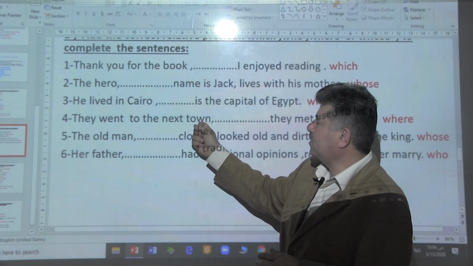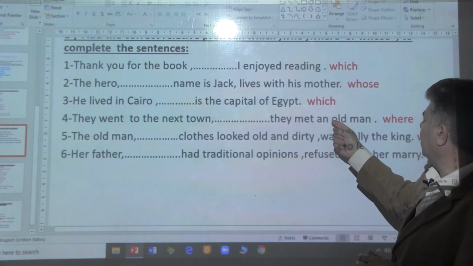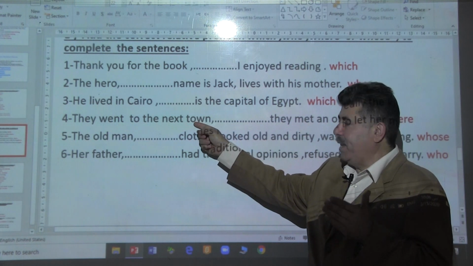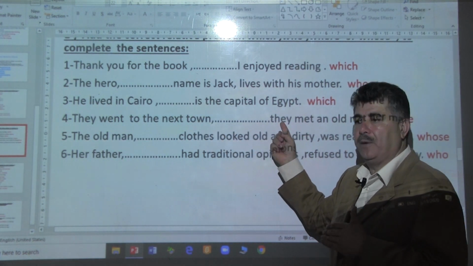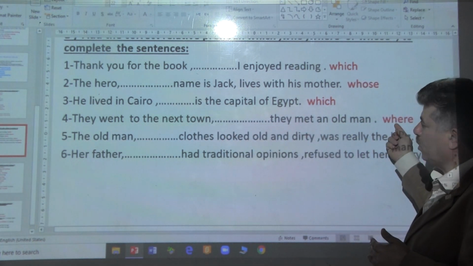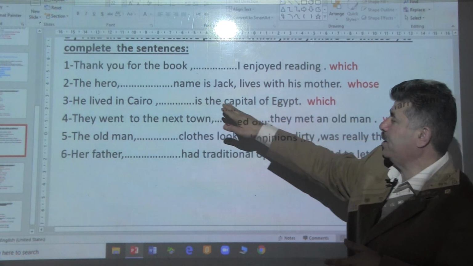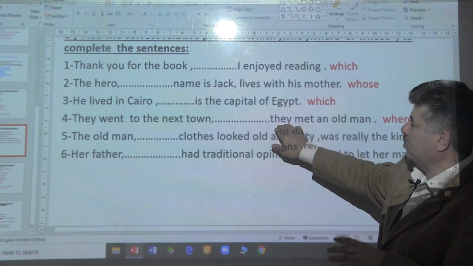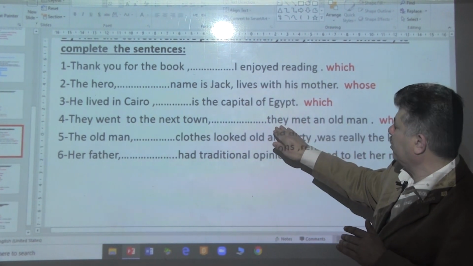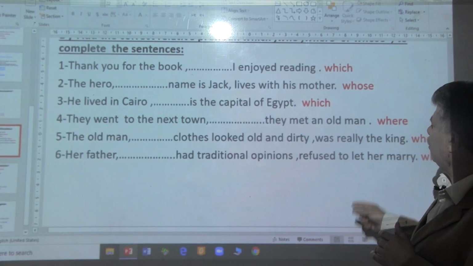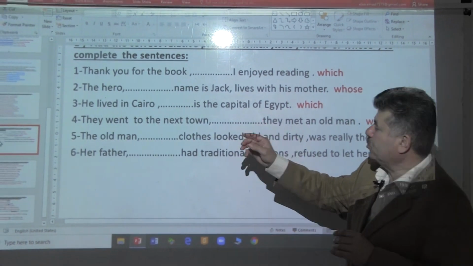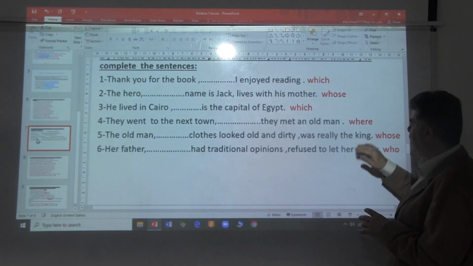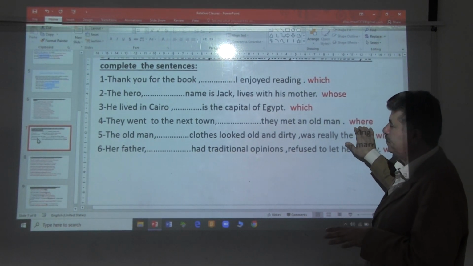They went to the next town. They met an old man. Notice here that town is a place and it's followed by a pronoun, they. That's why we use where, we don't use which. Which is followed by verbs when we are referring to places. But when we refer to places and the relative pronoun is followed by a subject or a pronoun, we use where. They went to the next town where they met an old man. So the missing relative pronoun here is where.